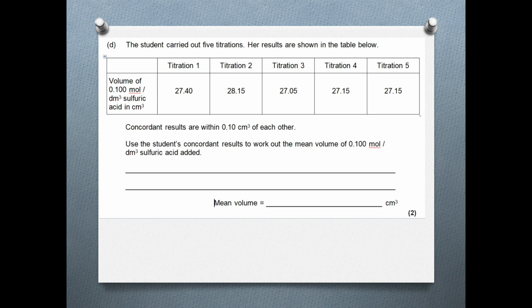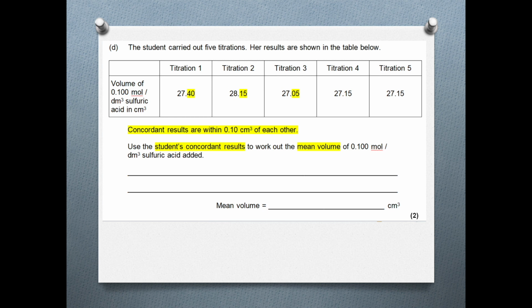Right, next one. When it comes to titration again, they like to give you a set of results. And the first skill that they normally test you on is working out the mean volume. They like to use this word here, concordant results, which gives you an idea of what concordant results mean. Same thing, I've highlighted the key things. Use the student's concordant results to work out the mean volume. So this question is saying, using any set of data that lies within this range, work out the mean volume. Do not use all of them.